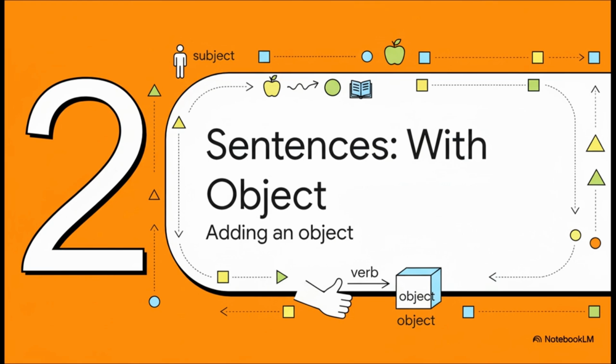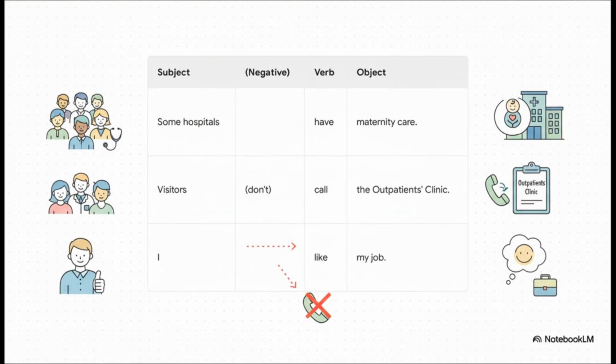Okay, now that we've got that basic structure down, let's add another piece to the puzzle. We're going to add an object to our sentences. Now, what's an object? Well, it's just the thing that receives the action of the verb. So here's our new structure: subject, verb, and now an object. For example, some hospitals have, what do they have? Maternity care. Or how about what do I like? My job. See, maternity care and my job are the objects. And the best part, the rule for making it negative is exactly the same. We still just add don't.